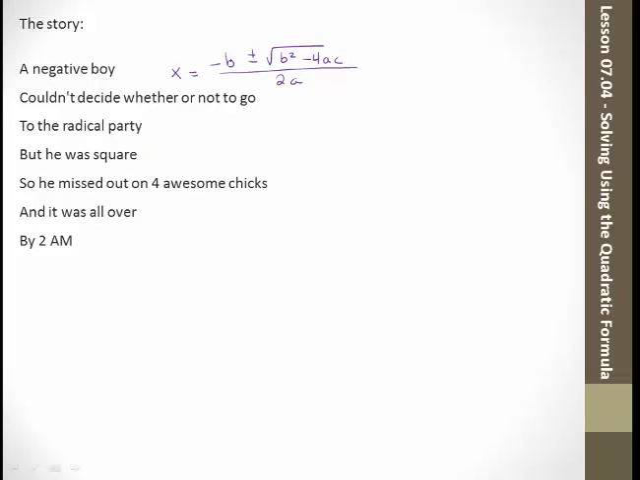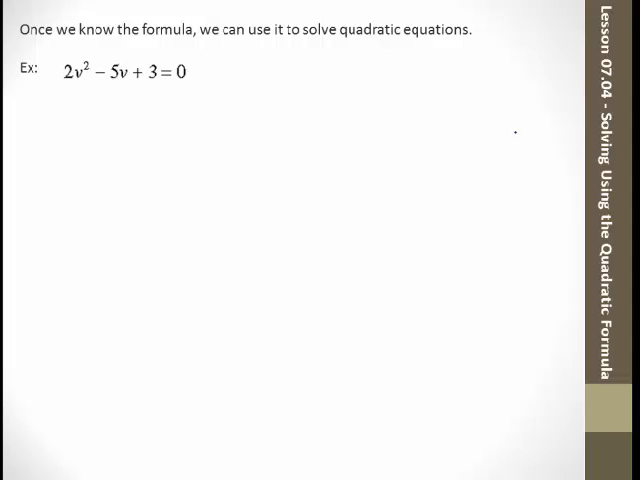So again, a negative boy couldn't decide whether or not to go to the radical party, but he was square, so he missed out on 4 awesome chicks, and it was all over by 2 a.m. Once we know the formula, we can use it to solve quadratic equations. So first we identify this is A, this is B, and this is C. Then we have our formula. X equals a negative b plus or minus the square root of b squared minus 4ac over 2a.